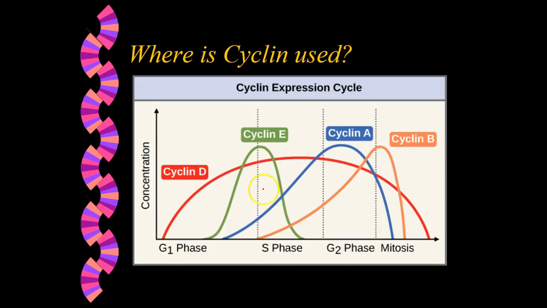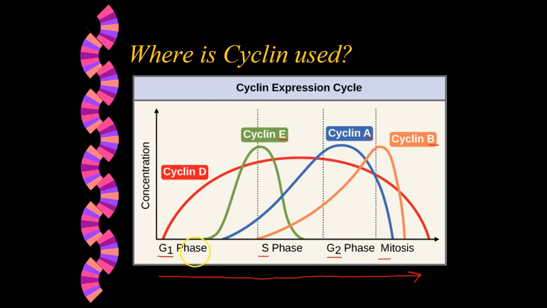And so where is cyclin used? Notice that there is cyclin A, cyclin B, cyclin D, and cyclin E. And there are phases down here, G1, S, G2, M. As the cell cycle progresses from G1 to S to G2 to M, you will see that there is a peak concentration of each of these cyclin proteins.